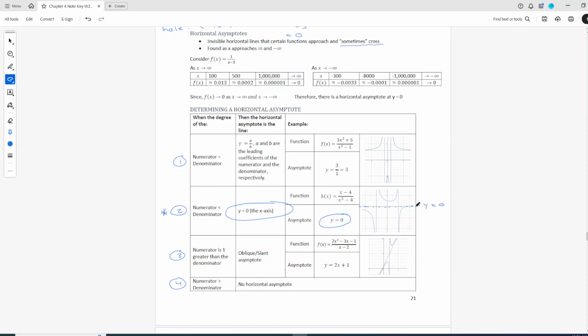Now the complicated thing about these ones is because the horizontal asymptote is y equals 0, these can be crossed with an x-intercept. So these can be crossed if there's an x-intercept, which we will discover when we start sketching. All right, that's it.